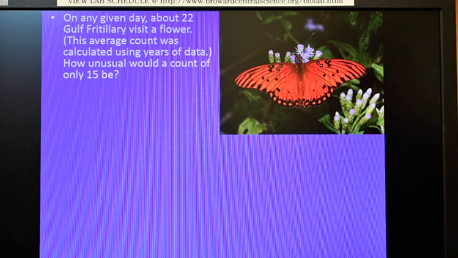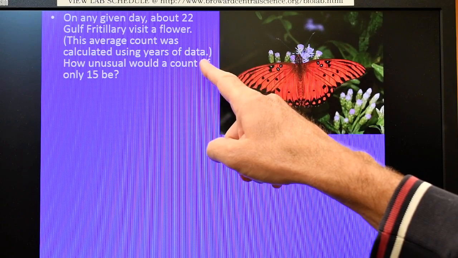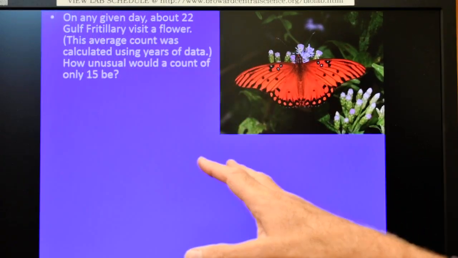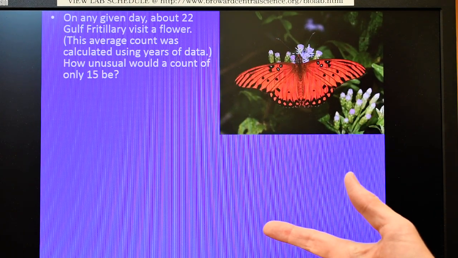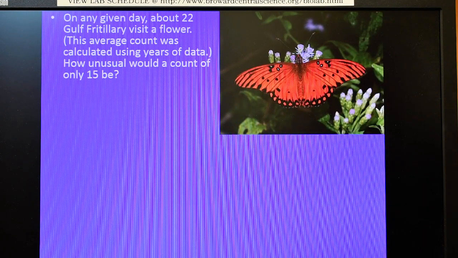Right off the bat, I want you to notice that we're dealing with counts and we have no pi value right away, no probability of a success. Instead we have average counts. This is a good way to recognize a Poisson distribution problem.